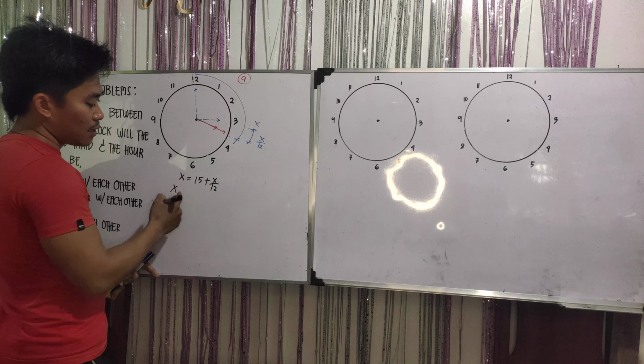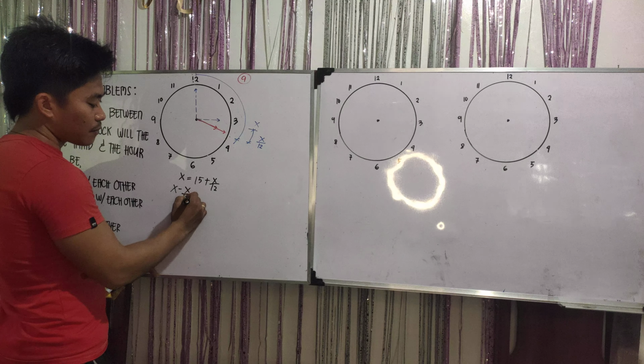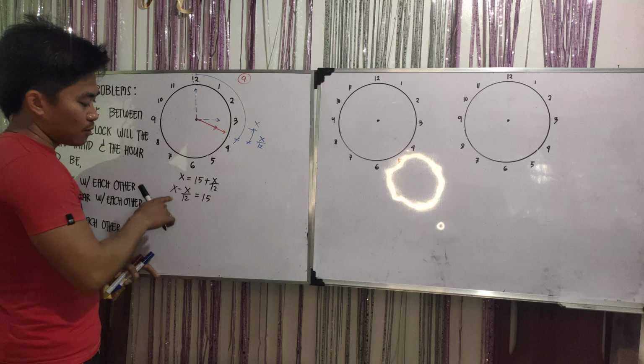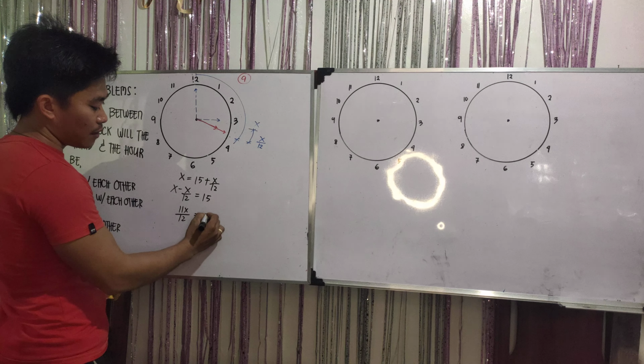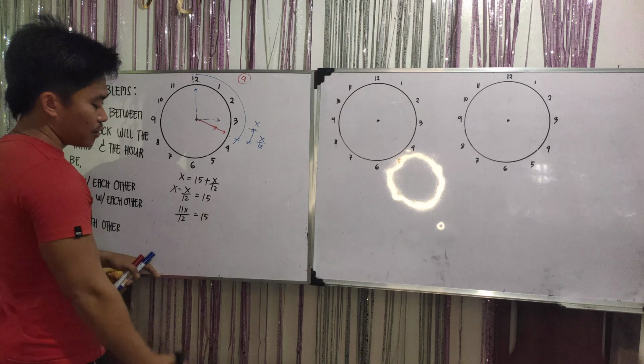So, X therefore is what? X minus X over 12 is equal to 15. So, X minus X over 12, that is 11X over 12 equals 15. Or simply, X therefore is 12 over 11 times 15. Using a calculator, what's that? 12 over 11 times 15 is 16.36 minutes.